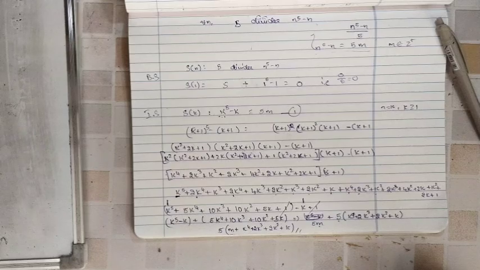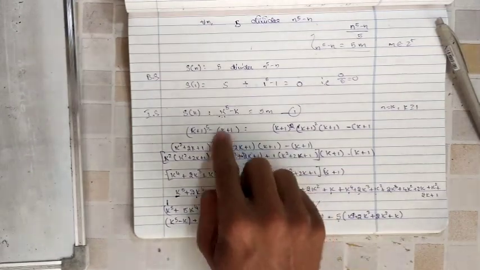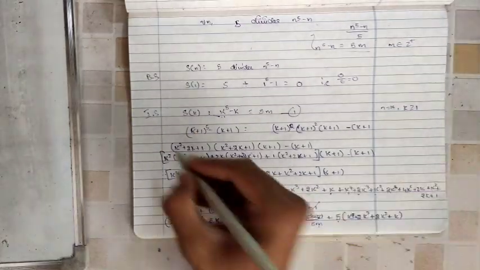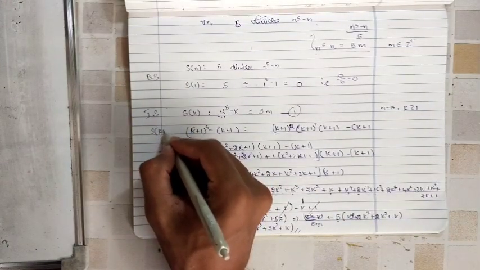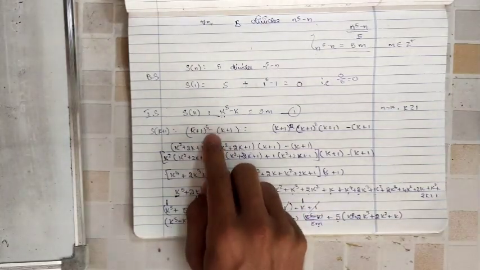So therefore 5 divides k plus 1 whole power 5 minus k plus 1, that is s of k plus 1, right? Okay, it divides this, therefore proved. Okay, you understood, right? I just broke it down completely for you.